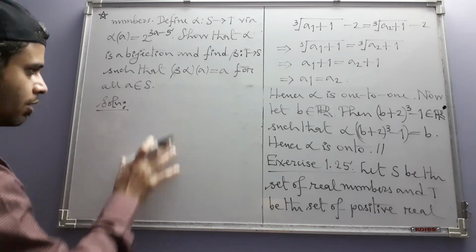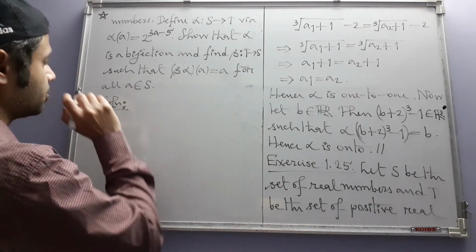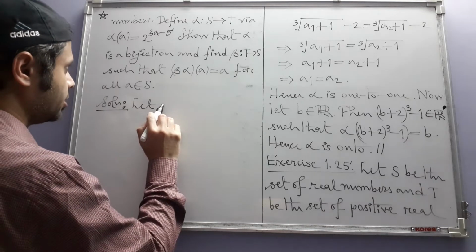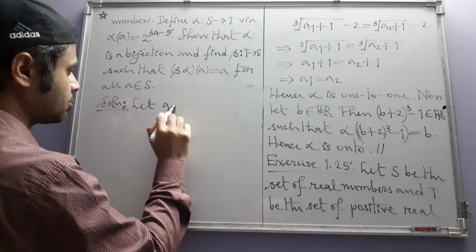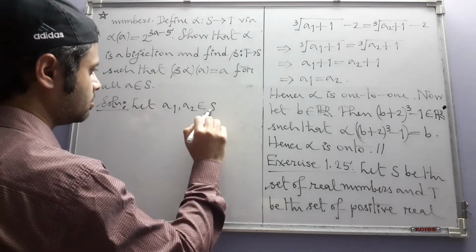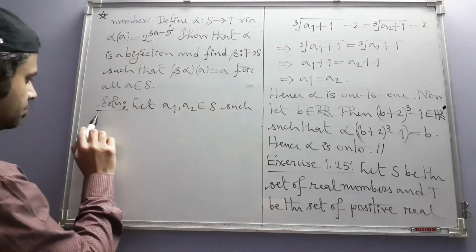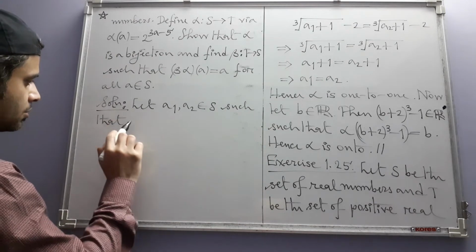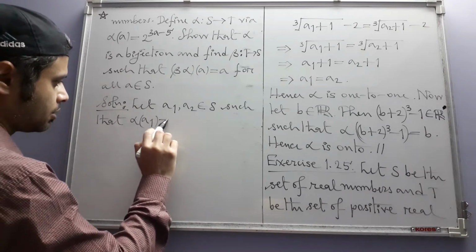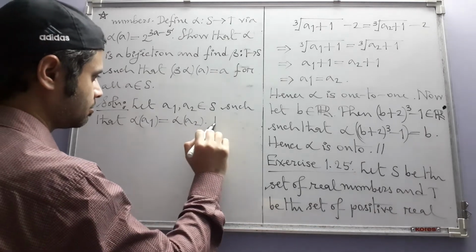Okay, so the first half is just like before. We need to show that alpha is 1 to 1 and onto. So we start by showing it's 1 to 1. Let A1 and A2 belong to S such that alpha A1 is equal to alpha A2.